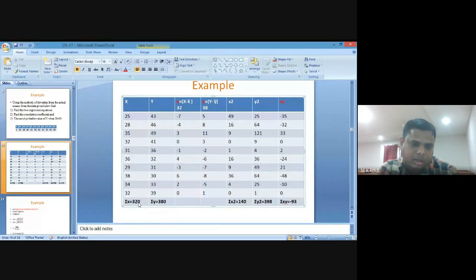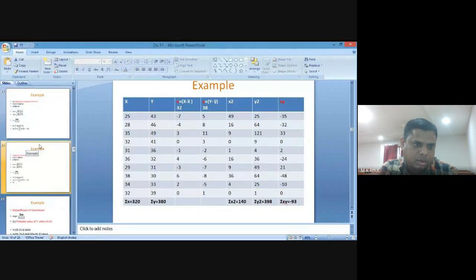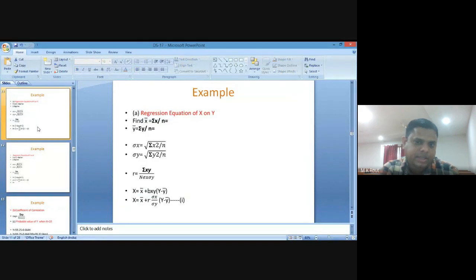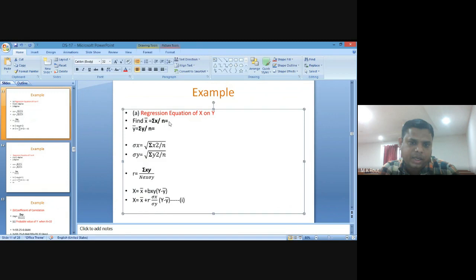Okay. Moving to the next step. Step number 1 is the regression equation of x on y. Clear? So we have calculated the mean here. The mean is 32, so x bar is equal to 32 and y bar is equal to 38. We have already calculated this.